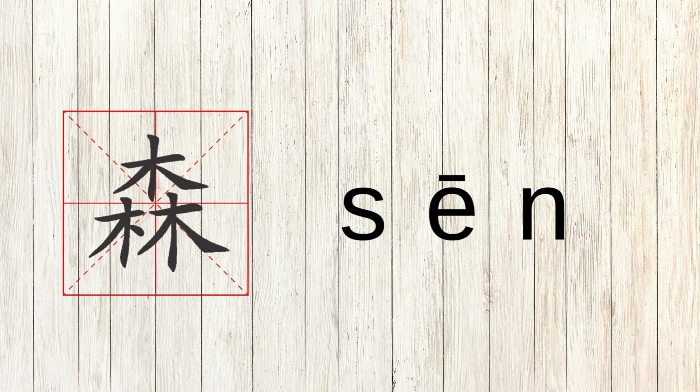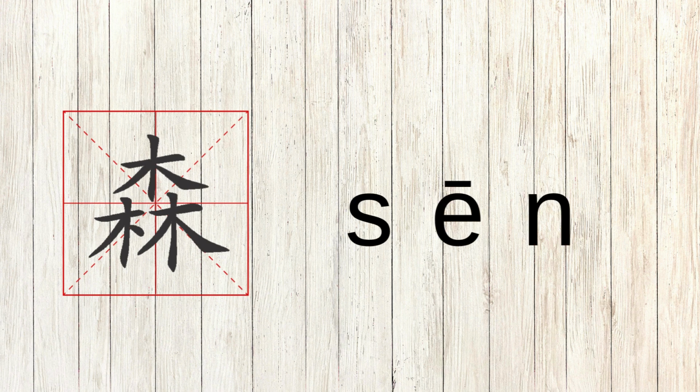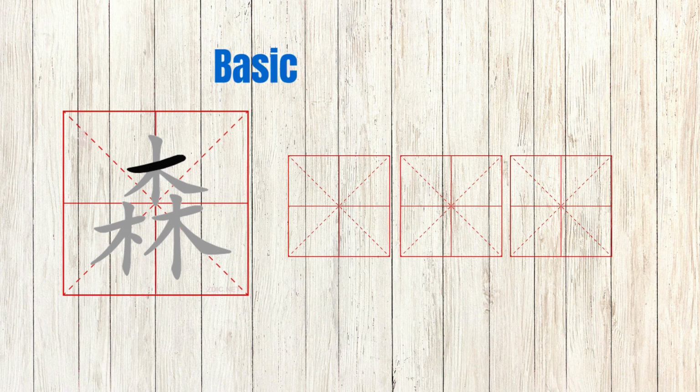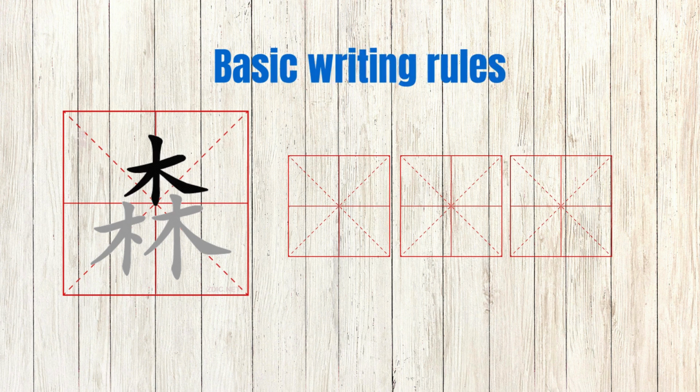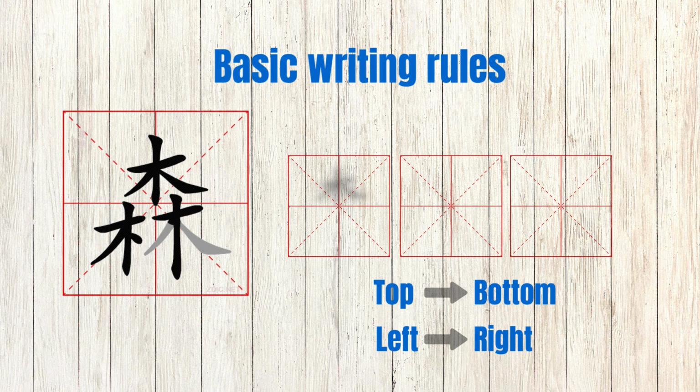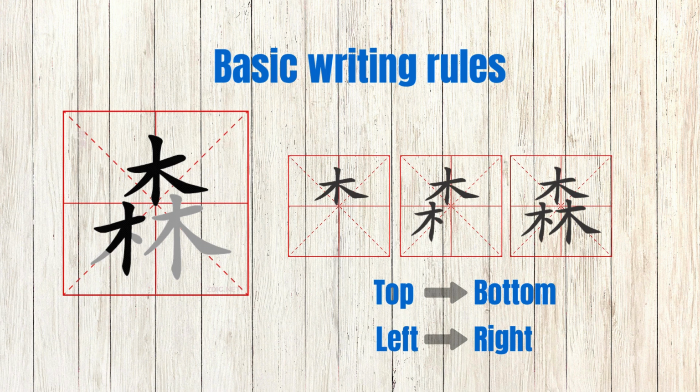Let's read it together. 森, 森, 森. To write it, follow two rules: top to bottom, then left to right. First, write the smaller 木 on top, then write 林 underneath it.